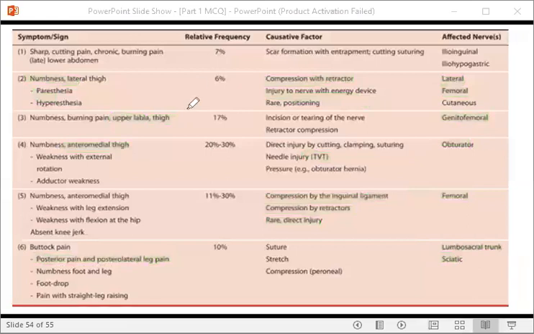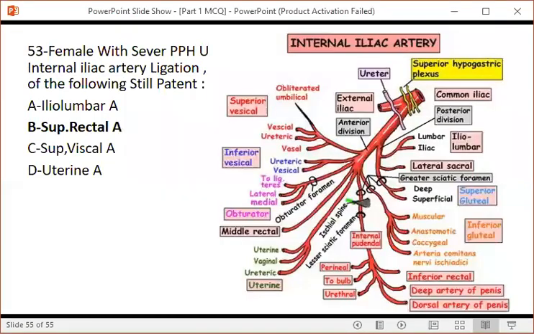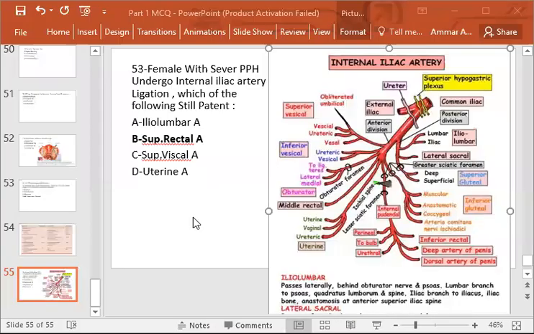The last question: a female with severe postpartum hemorrhage, internal iliac artery ligation, which of the following is still patent? Let me correct it, guys. Okay, now it is fixed. A female with severe postpartum hemorrhage undergoes internal iliac artery ligation. Which of the following is still patent?